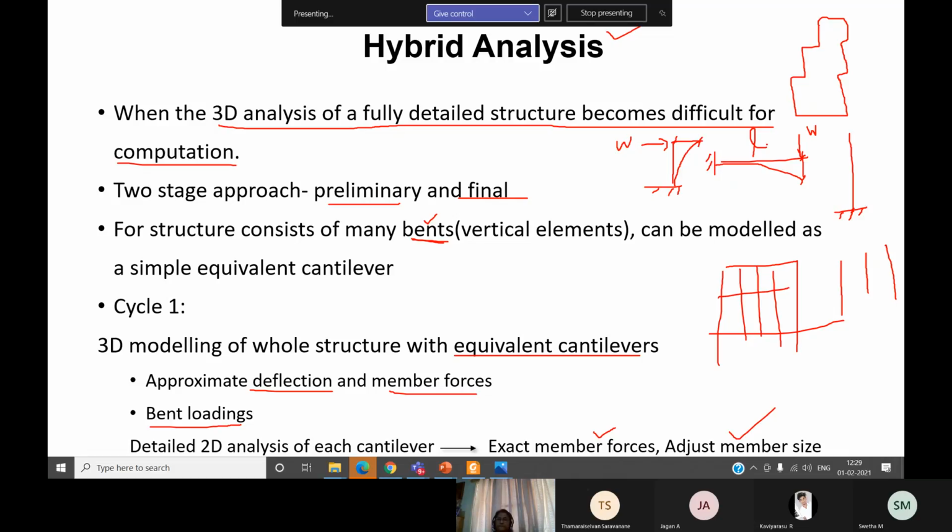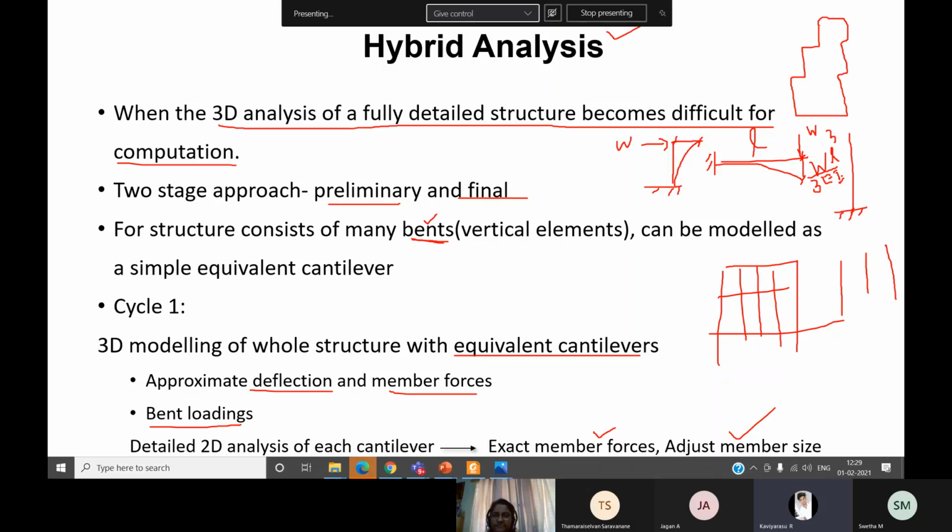What's the formula? No idea? It is WL cubed by 3EI. Do you remember this? The deflection at the free end of a cantilever is WL cubed by 3EI. This you have studied in your third or fourth semester of strength of materials.